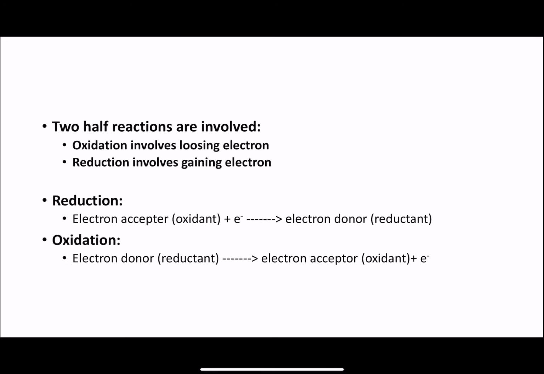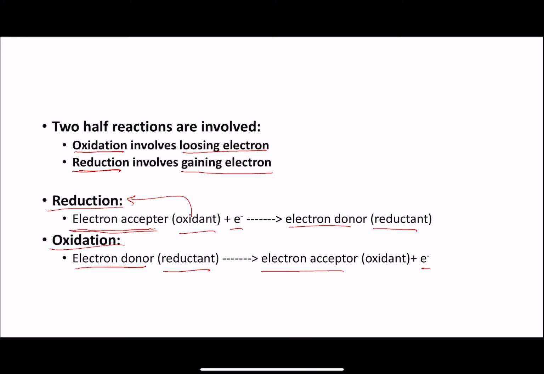There are two half reactions involved here, either oxidation or reduction. Oxidation is losing electrons, reduction is gaining electrons. In the reduction equation, the electron acceptor will get an electron. We call it an oxidant. Remember, this is reduction. The electron donor we call a reductant. While in the oxidation process, the electron donor, the reductant, loses that electron and becomes an electron acceptor, an oxidant.